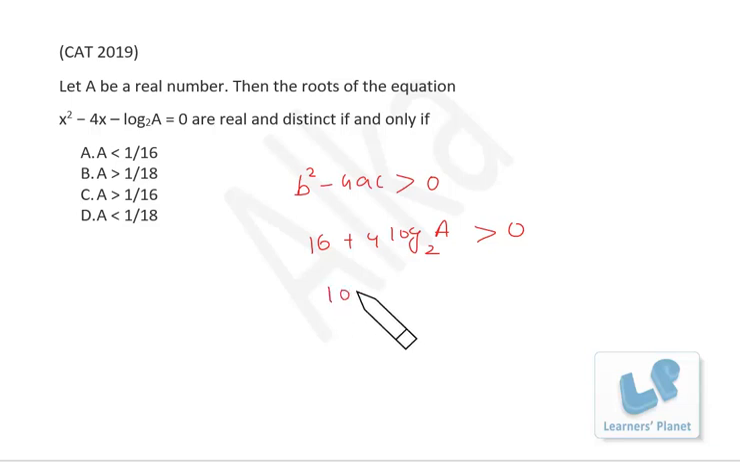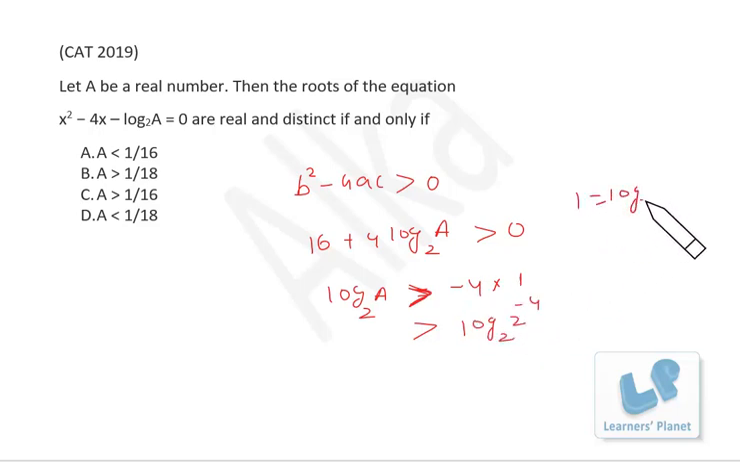So I can say log a to the base 2 is greater than minus 16 divided by 4, which is minus 4. Now minus 4 can be written as minus 4 into 1, and 1 can be written as log 2 to the base 2, because on the left hand side we have the base 2. So on the right hand side I am taking an expression having the base of the logarithm as 2. Log 2 to the base 2 is 1, and you already know this basic of logarithm, right? But I have minus 4 over here.